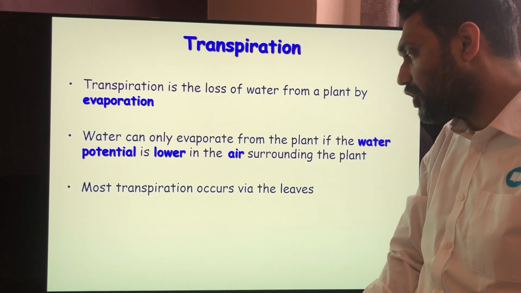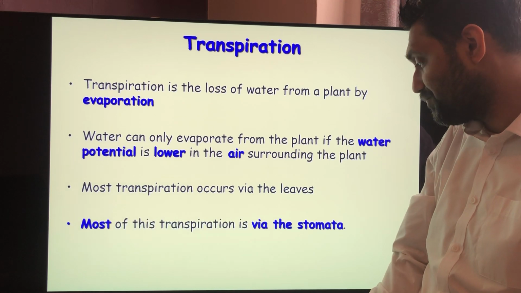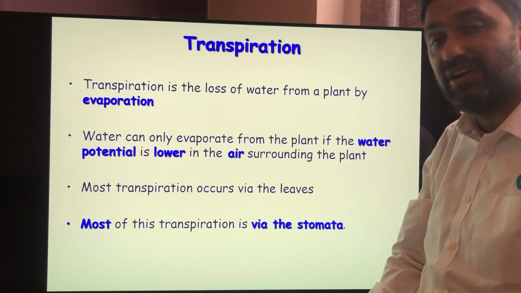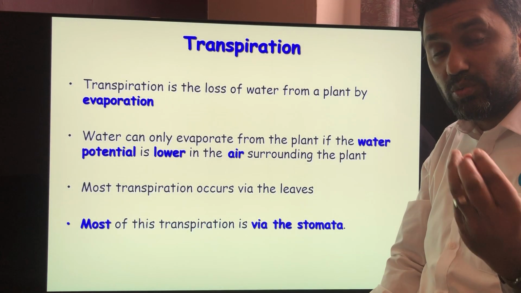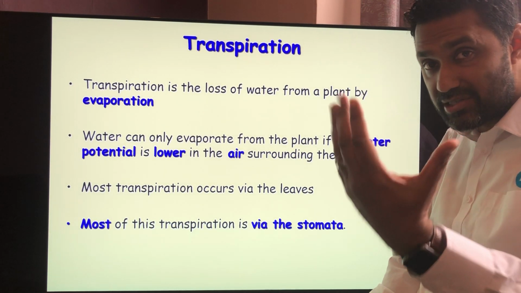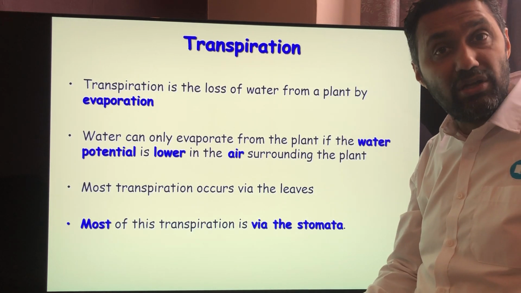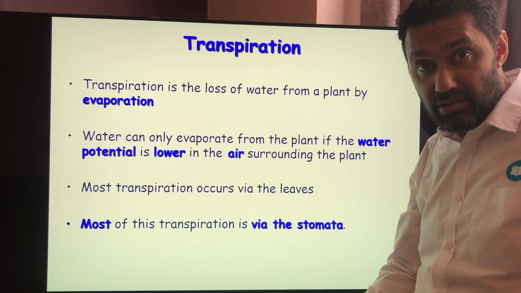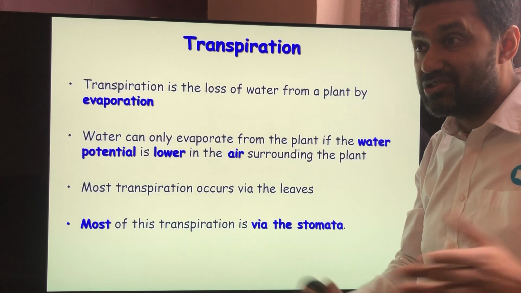Most transpiration occurs via the leaves, because you've got those stomata. Most of the transpiration is via the stomata, those tiny holes where the water evaporates. Now, obviously, water can evaporate from other bits, it can just pass out through the cells, but most of it is through the stomata. Heat can transfer out my windows, but if I leave the door open, most of the heat will transfer out the open doors. Those stomata are like open doors.